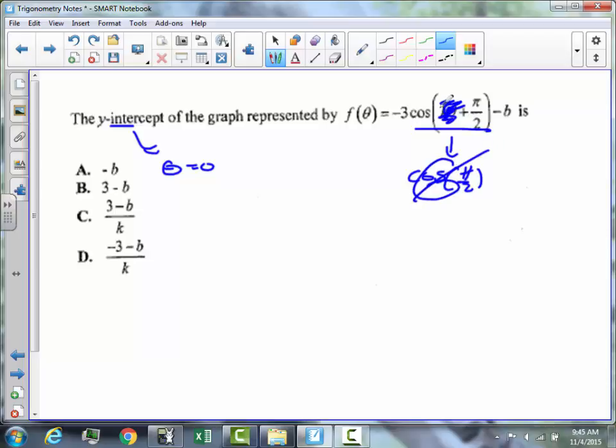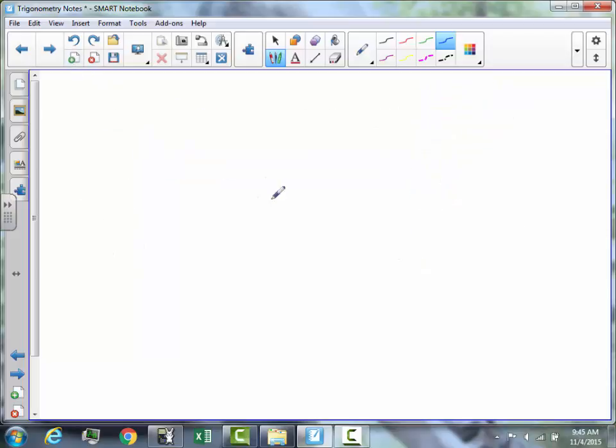So if all of this is 0, that means that all of this is 0. 3 times 0 is irrelevant. The only thing left is minus b. That's your y-intercept. Very smart. It is kind of clever, actually. I like that word. Okay, I'm done. Any questions? Okay, quick summary then. I like to end with a summary.